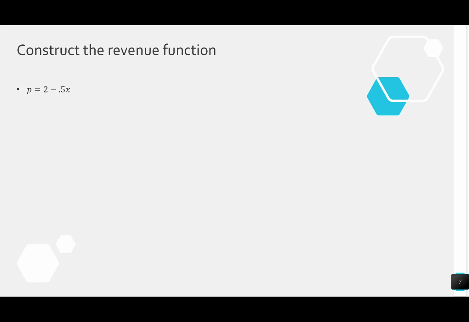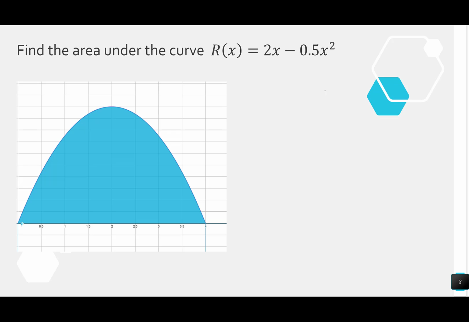So let's take that price we had earlier, 2 minus 0.5x, and let's turn it into revenue. So revenue is going to be x times p, so that's x times 2 minus 0.5x. I get 2x minus 0.5x squared. Now I'm going to graph that, and this is what it looks like. So this 2x minus 0.5x squared starts at 0, and it goes over to 4, and it hits 0 again, so we only want to take the revenue that's positive. And what if we wanted to find this area?